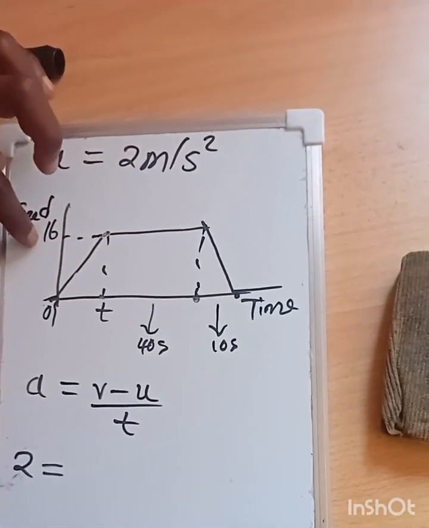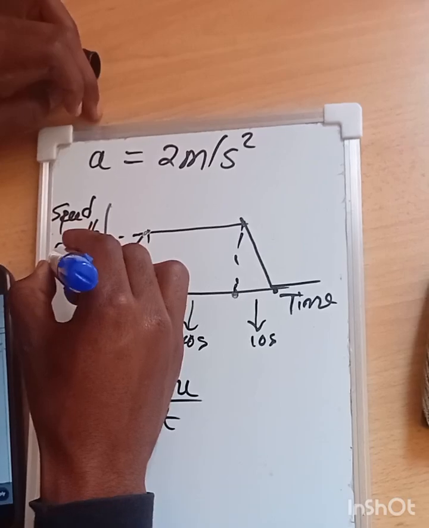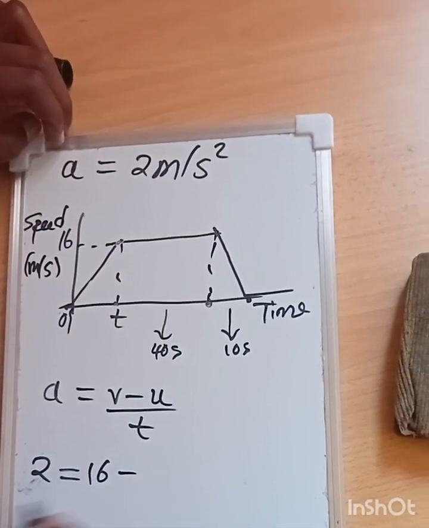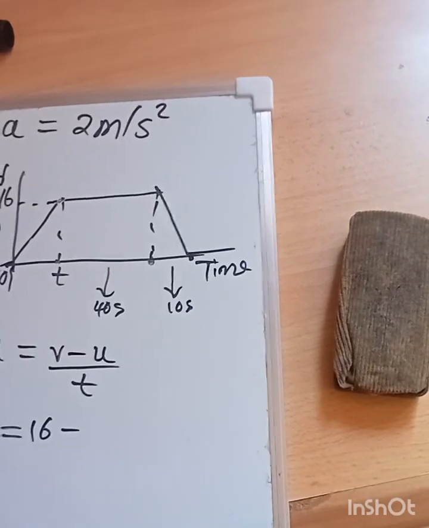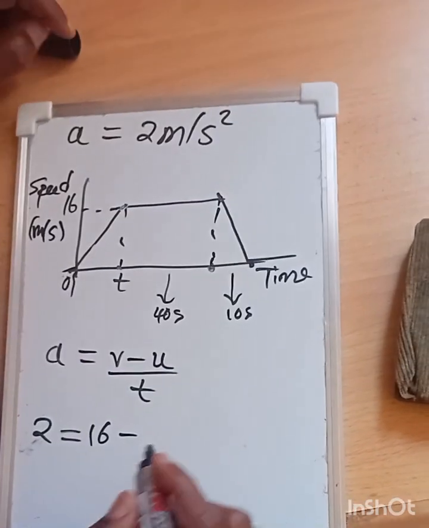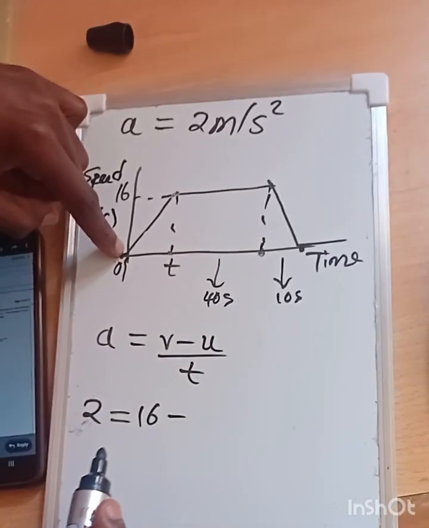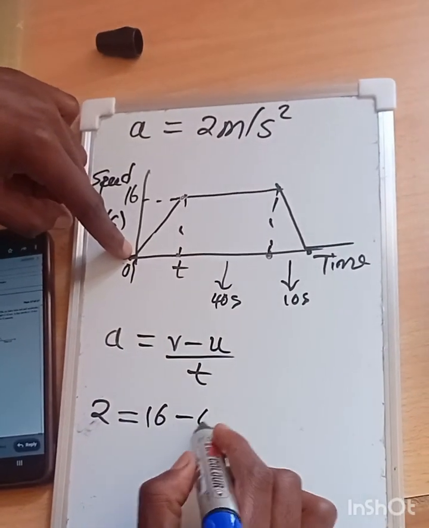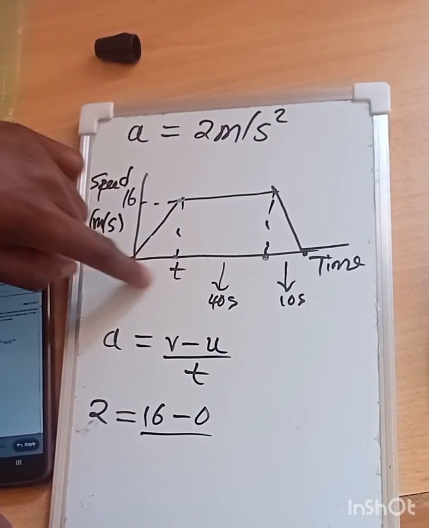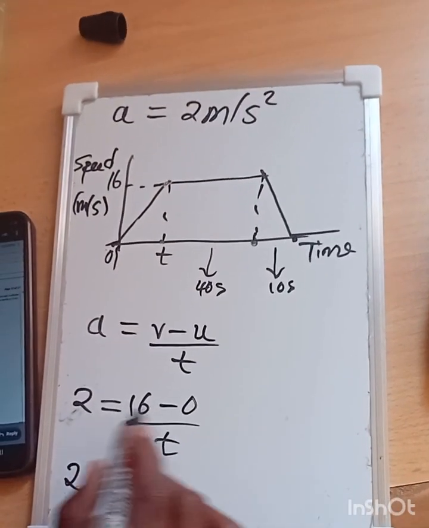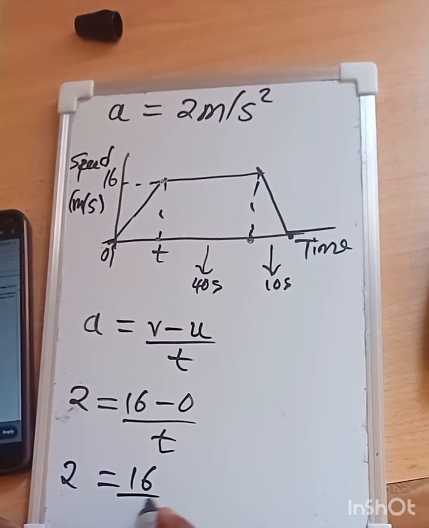Here 16 speed, meters per second. That's your final velocity. So velocity and speed, they've got the same units, okay? So then final 16 here, then initial, from rest when it started, which is 0. Then the time it took, which is t seconds. So you put the t there. Then you say 2 equals 16 minus 0, you have 16 over t.